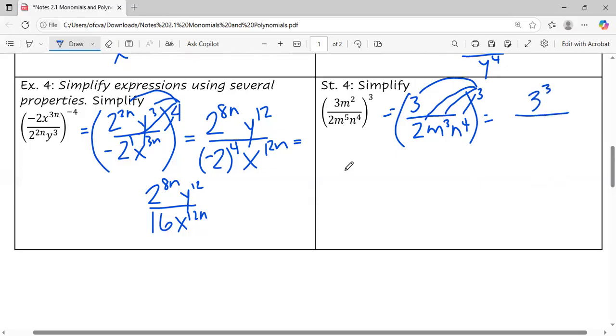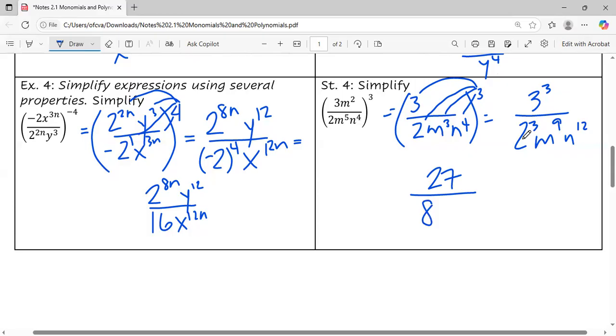Right? The bottom becomes 2 to the third. m to the... now you're going to multiply powers. 3 times 3, 9. And 3 times 4, 12. And then we can simplify the two constants. So 3 to the third gives you 27. And 2 to the third on the bottom, on the denominator, is going to give you 8.